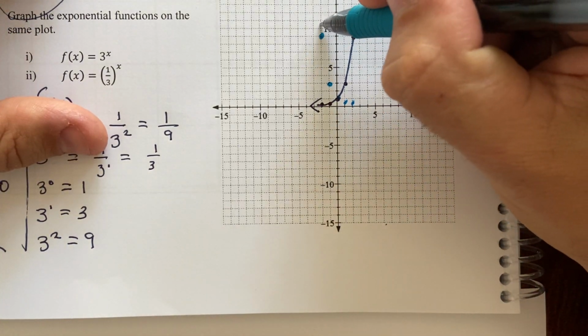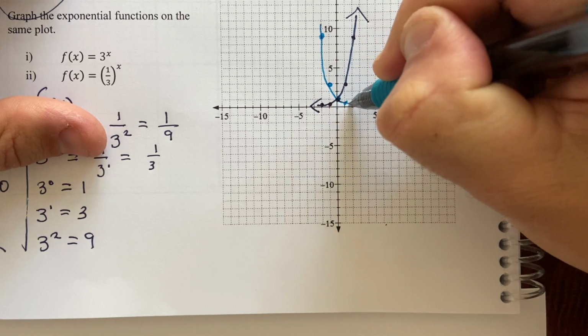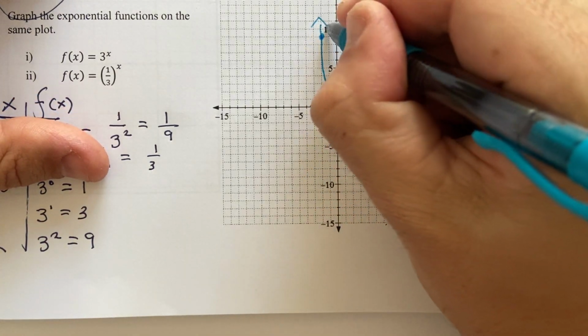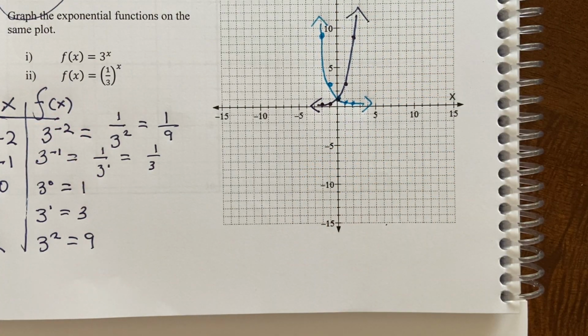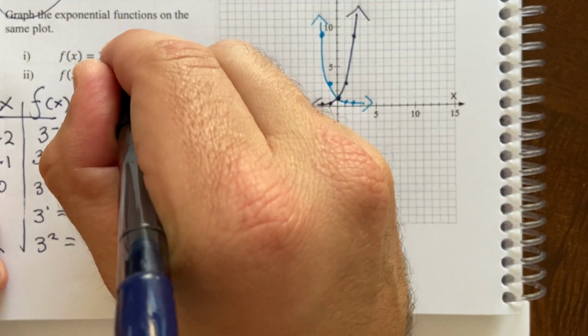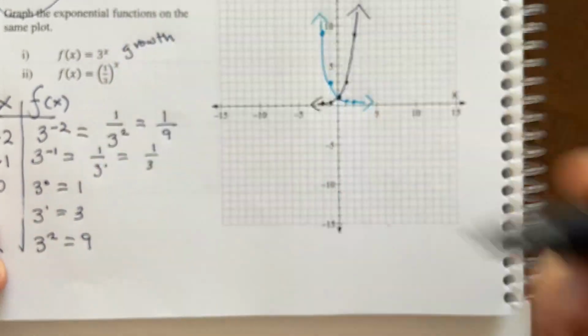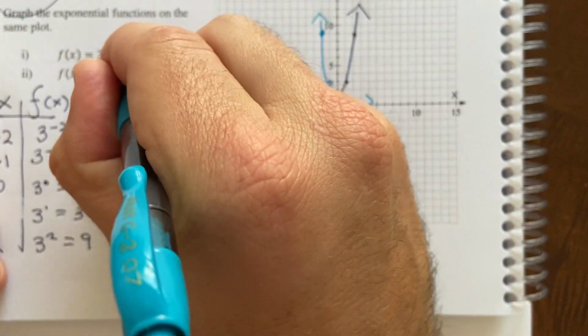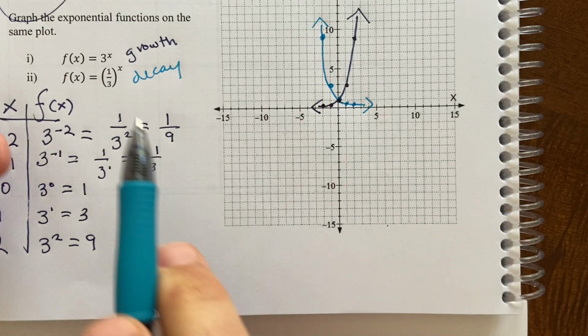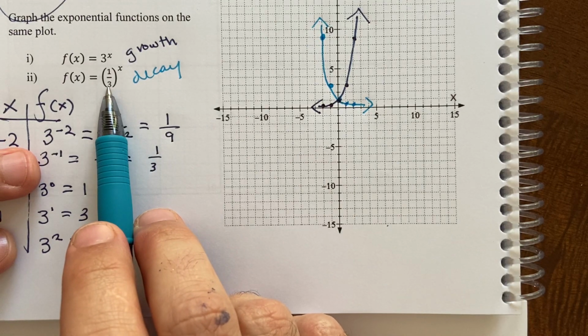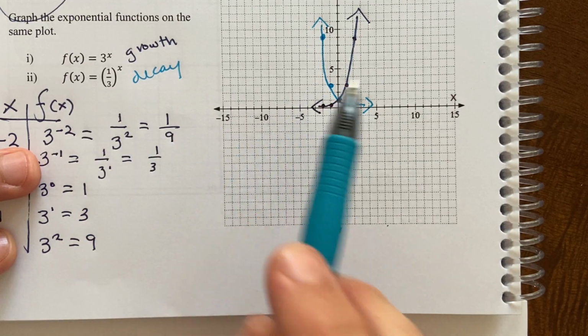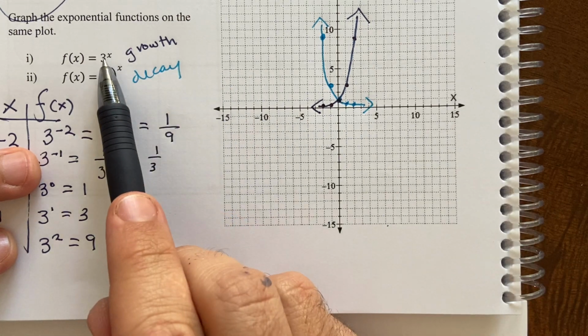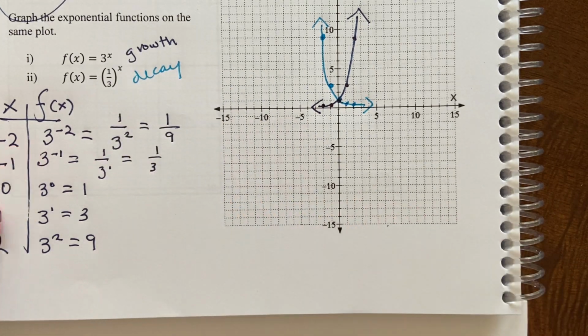So I get this, what is called decay, exponential decay. All right, so comparatively, this one is growth, and this one is what we call actually decay. So when the base is between 0 and 1, you'll get decay. When the base is greater than 1, you'll get growth.